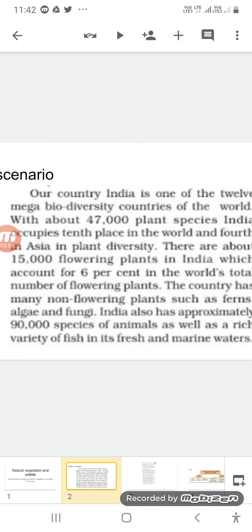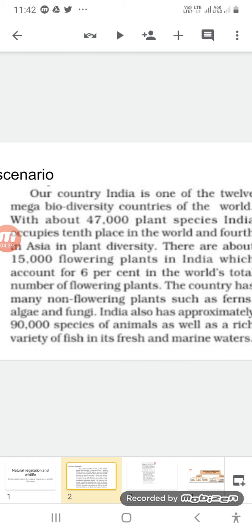Okay, now after this we are going to the Indian scenario. Our country India is among the 12 mega biodiversity countries. As you know, we have a huge area in India. That's why we have multiple biodiversity here, mega biodiversity here. Why is it among the 12 mega biodiversity countries? Because we have 47,000 plant species found in India. Because of this, we rank 10th in the world, and 4th in whole Asia.